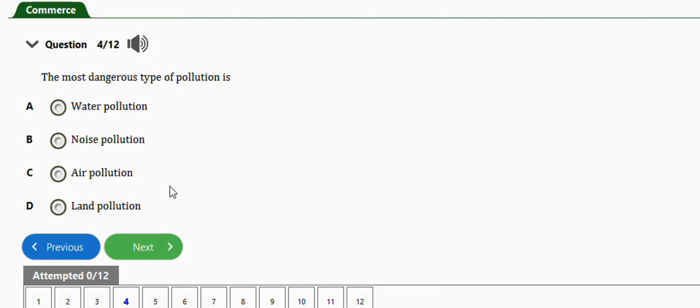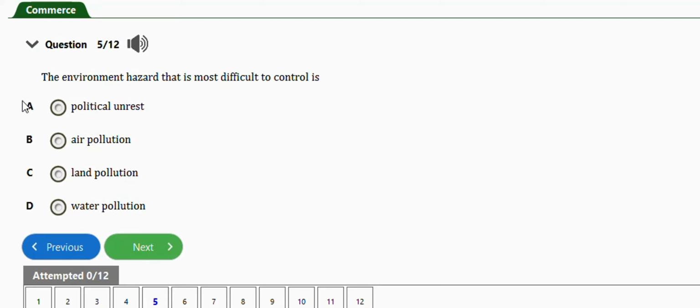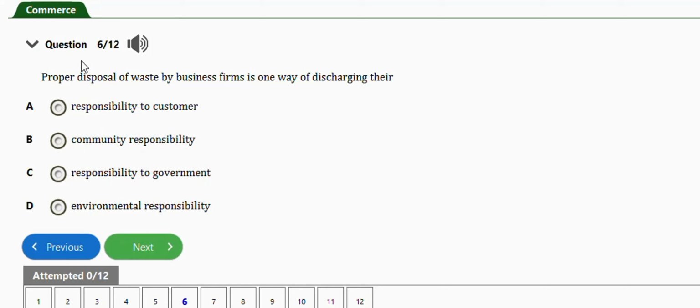Okay, option C. Next question: the environmental hazard that is most difficult to control is air pollution, option B. Okay, repeat question. Next one says proper disposal of waste by business firms is one way of discharging their responsibility to customer, community responsibility to government, environmental responsibility. The right answer is option D, environmental responsibility.